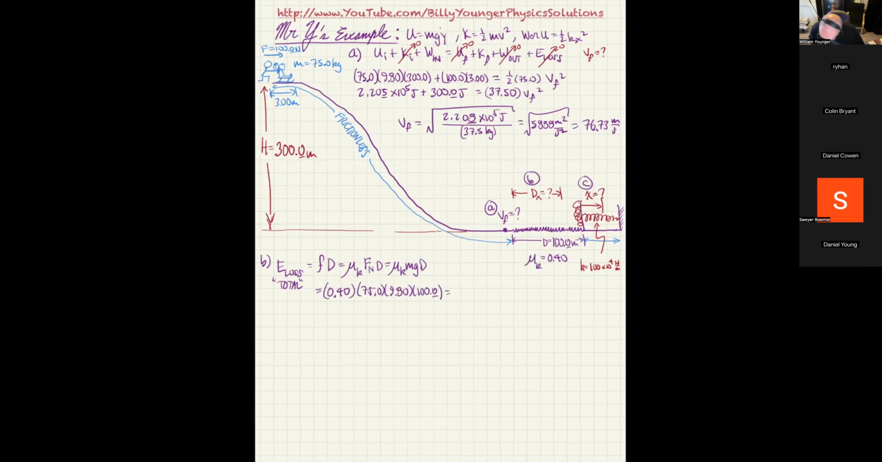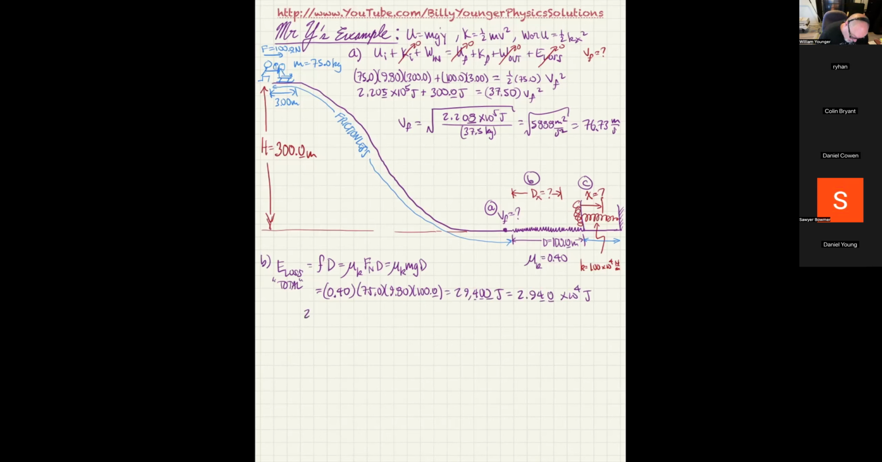So now I can multiply this and say 0.4 times 75 times 9.8 times 100. This gives me 29,400. And I only technically have two sig figs here, so that's not a sig fig either, and that's joules. And we could call this 2.940 times 10 to the fourth joules, which is clearly way less than 2.205 times 10 to the fifth.